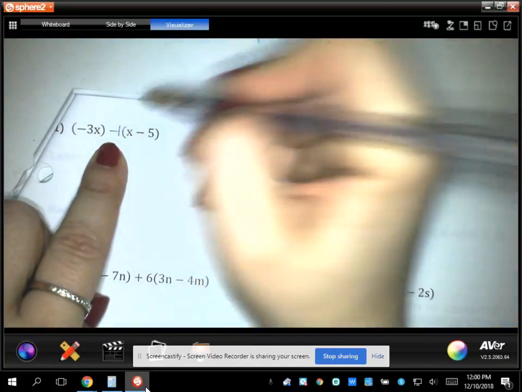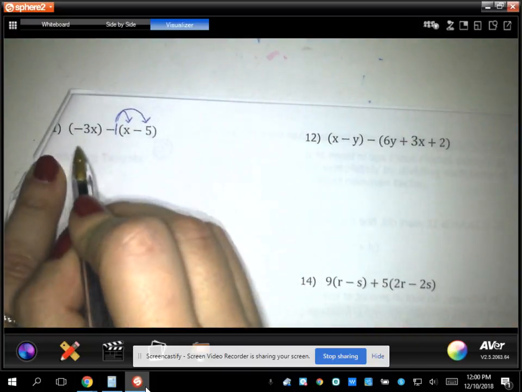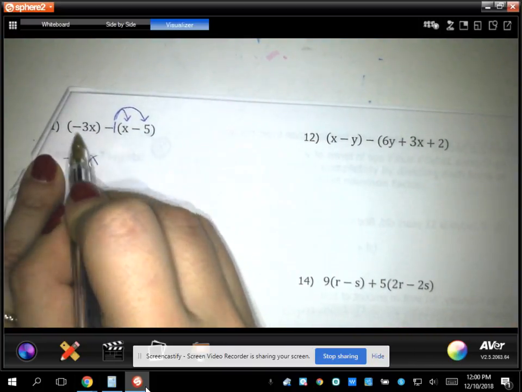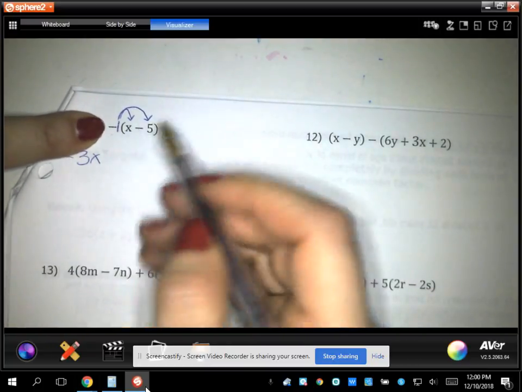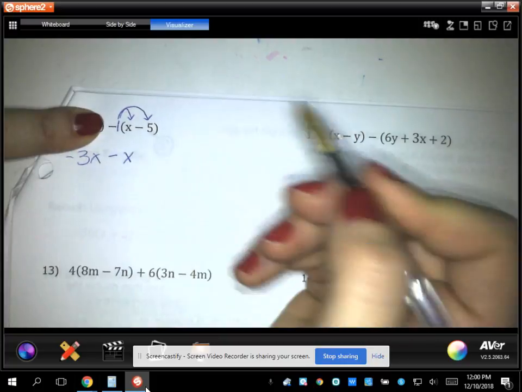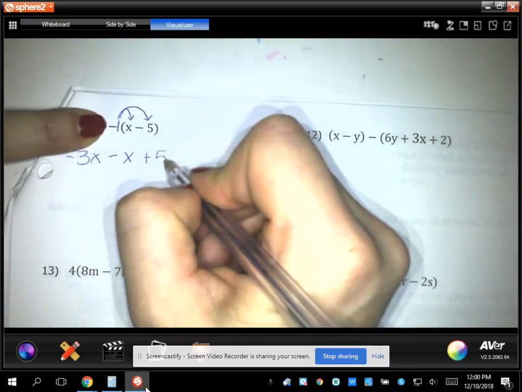Okay, so here I'm going to take this negative, I'm going to make it a -1, and I'm going to distribute it to every term after it. So I'm going to start with my -3x, just bringing that down. I'm going to cover it up with my fingernail. -1 times x is -1x, or just -x, and a -1 times a -5 is a +5.